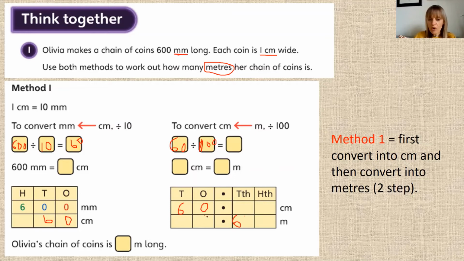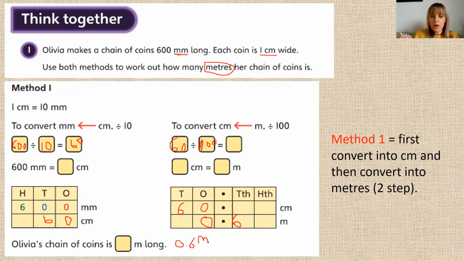Now I can't just leave it like that, I have to put in the ones column a placeholder 0. So Olivia's chain of coins is going to be 0.6 metres. Oops, look at that, Mrs. Lodge's funny handwriting with this. It's because I'm trying to use a silly mouse.